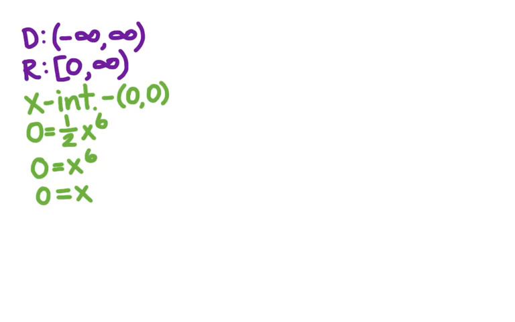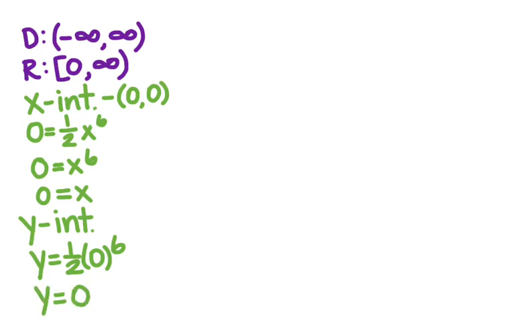To find the y-intercept, you're going to plug in 0 for x. So y equals 1/2 times 0 to the 6th power, and this is going to equal 0 as well. So if the point is 0, 0, that point is going to be an x-intercept and a y-intercept.